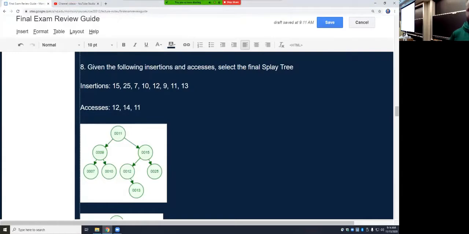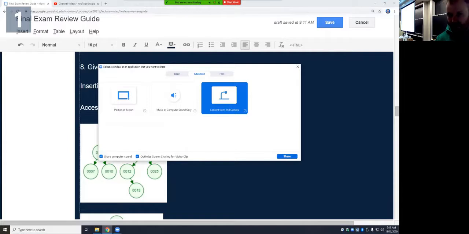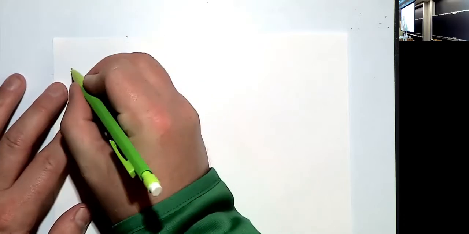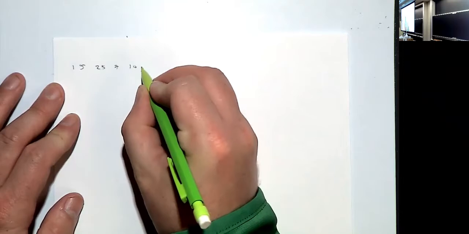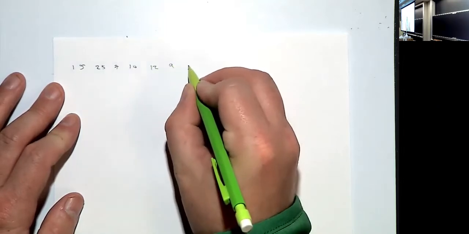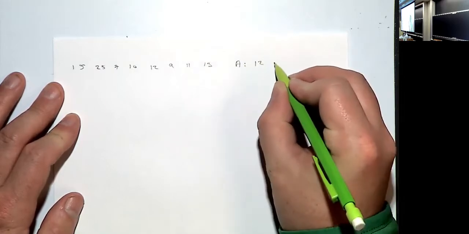Given the following insertions and accesses, select the final splay tree. Those are 15, 25, 7, 10, 12, 9, 11, and 13, and accesses of 12, 14, and 11. So now let's write out all the ones that we need here. So this would just be 15, 25, 7, 10, 12, 9, 11, 13, and then accesses are going to be 12, 14, and 11.